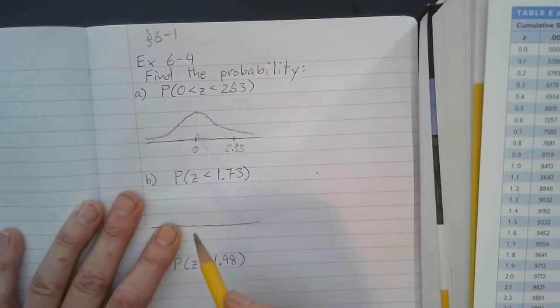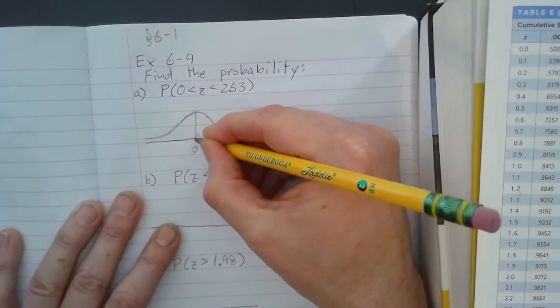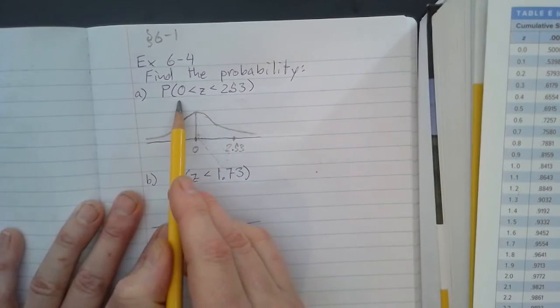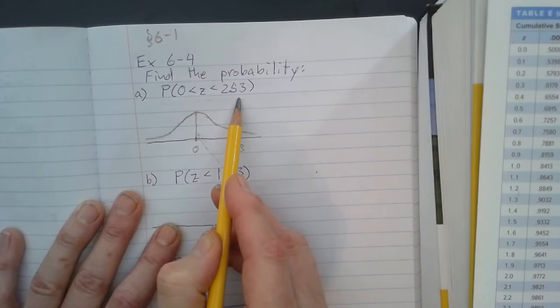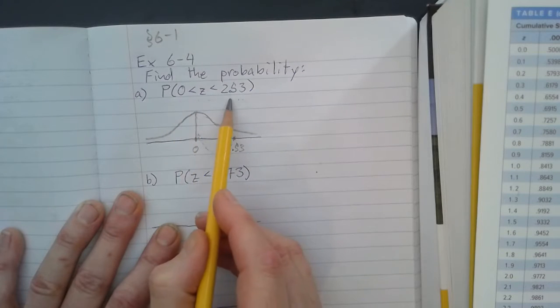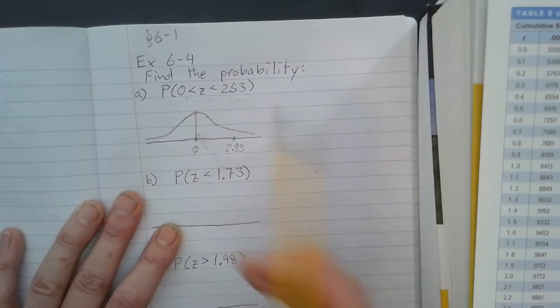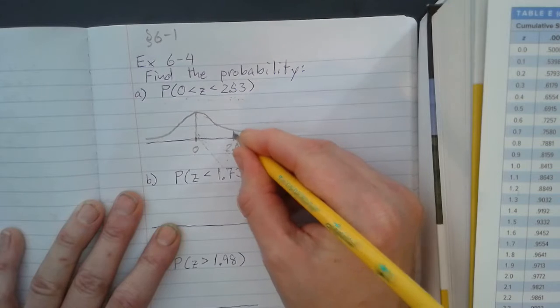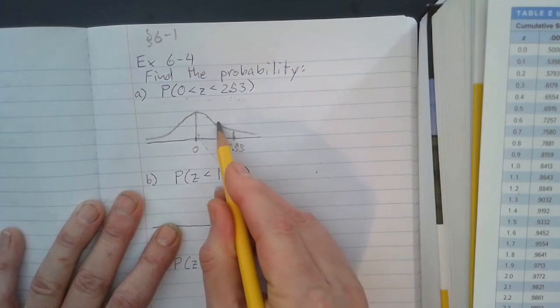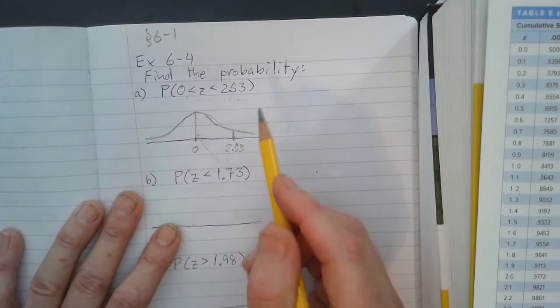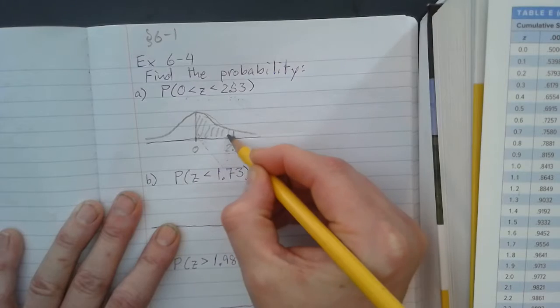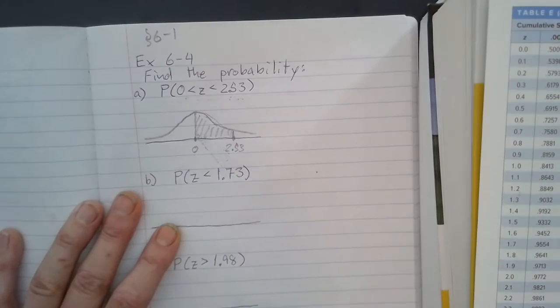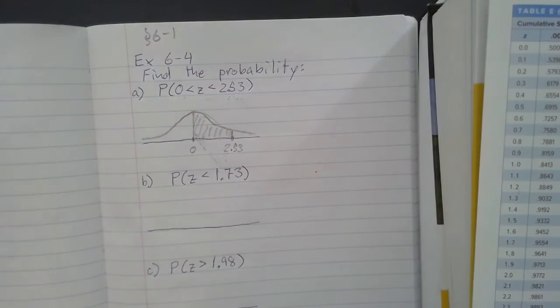And now we are finding this area. The probability that 0 is smaller than Z and at the same time Z is smaller than 2.53, or in other words, Z is between 0 and 2.53. That is essentially just using our standard normal distribution to find the area in between these two Z values. Let's recall how we would do that. All right, bring in the table.